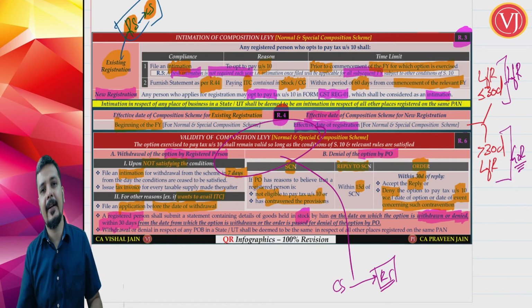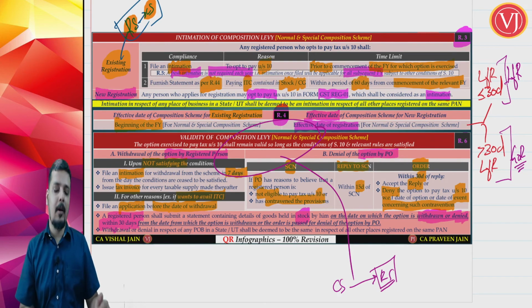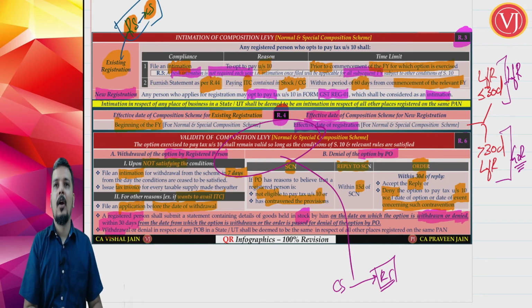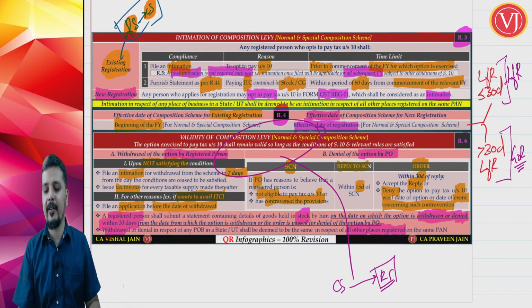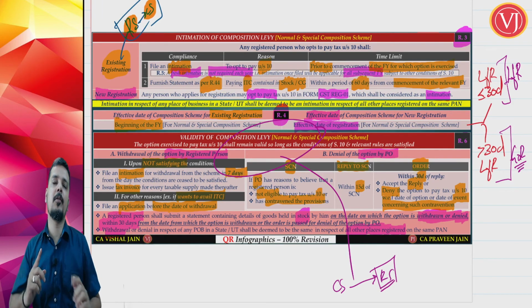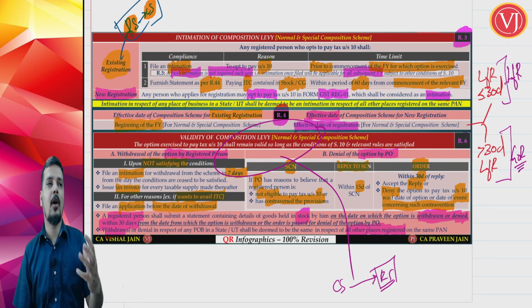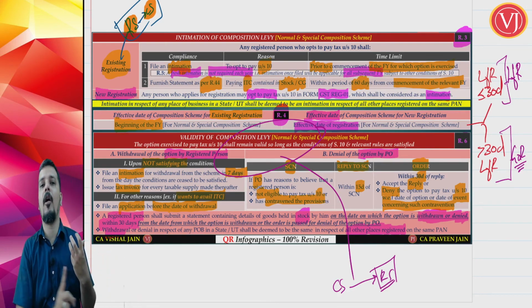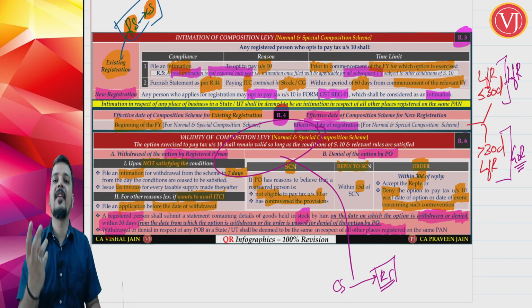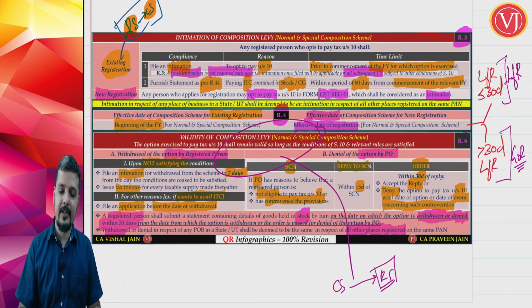So that is a point important to understand. And when he is removed from the composition scheme from one state or one registration, he is removed from the composition scheme from all the other registrations. So that we have already discussed. So if you are under the composition scheme, you should be under the composition scheme in all your registration numbers with the same PAN. And if you are outside the composition scheme even in one of the registrations, you are outside the composition scheme from all the other registrations of the same PAN number. So that is all about your exit point.